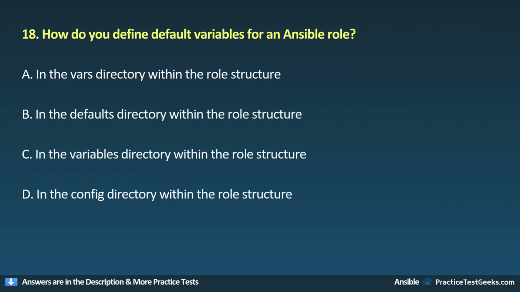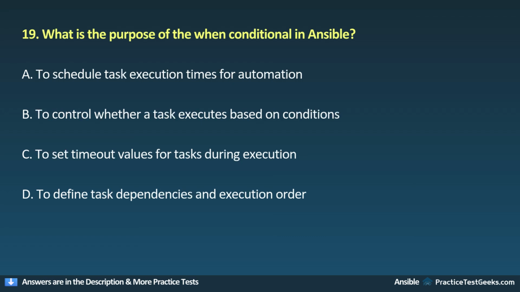18. How do you define default variables for an Ansible role? A. In the vars directory within the role structure. B. In the defaults directory within the role structure. C. In the variables directory within the role structure. D. In the config directory within the role structure.